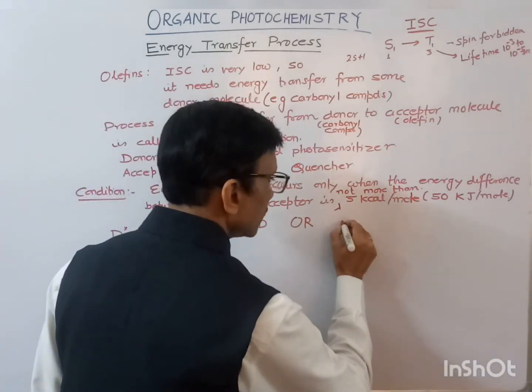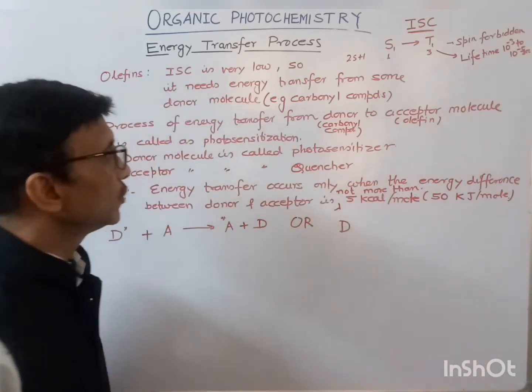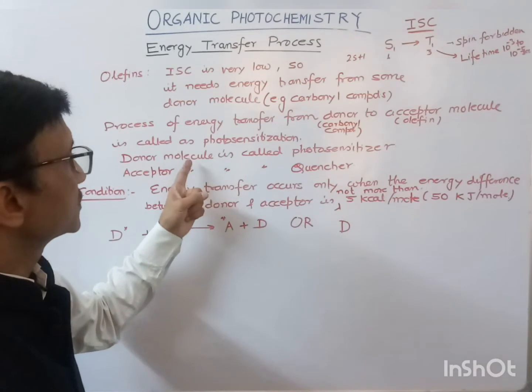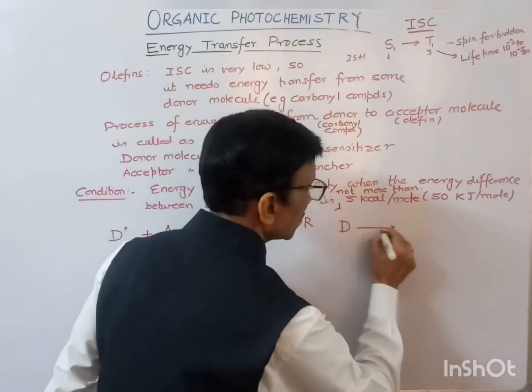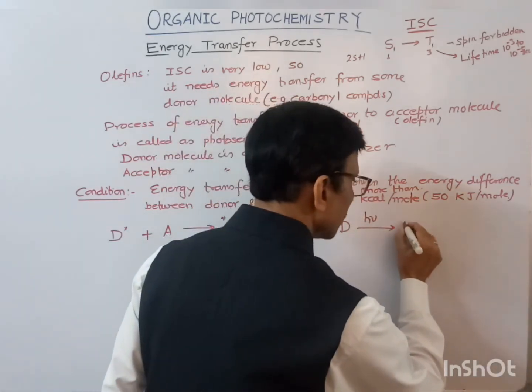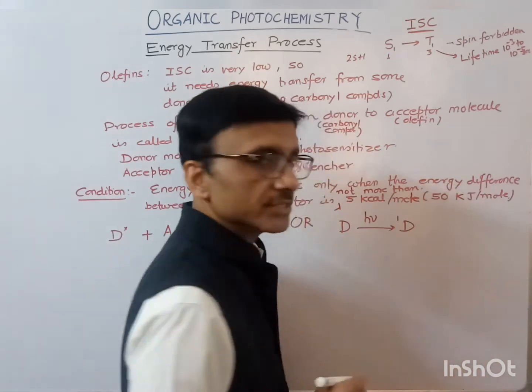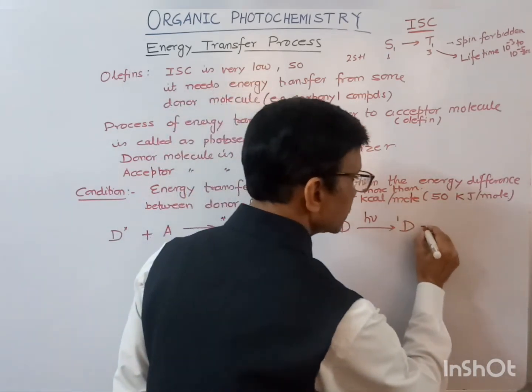Otherwise we may represent it like this. Suppose we have a donor molecule, and as I told you, the donor molecule should be some carbonyl compound. This donor molecule, after getting light energy, will go from the ground state to the first excited state.